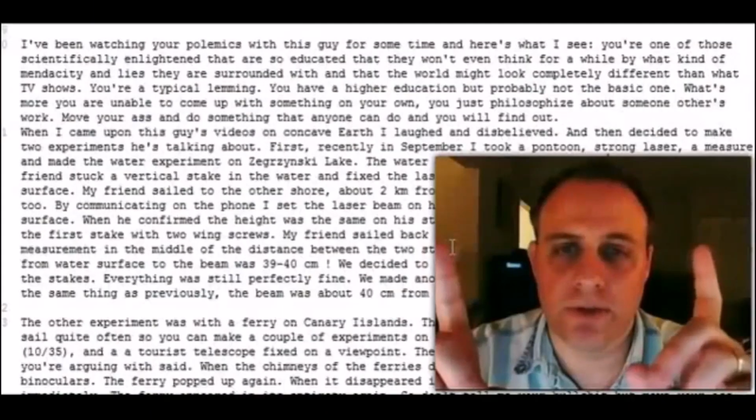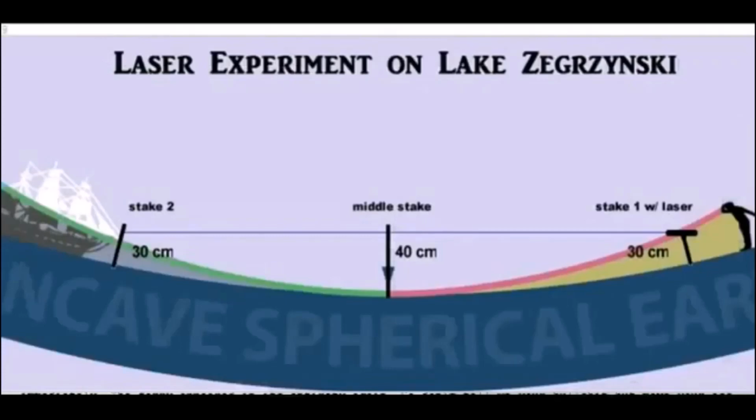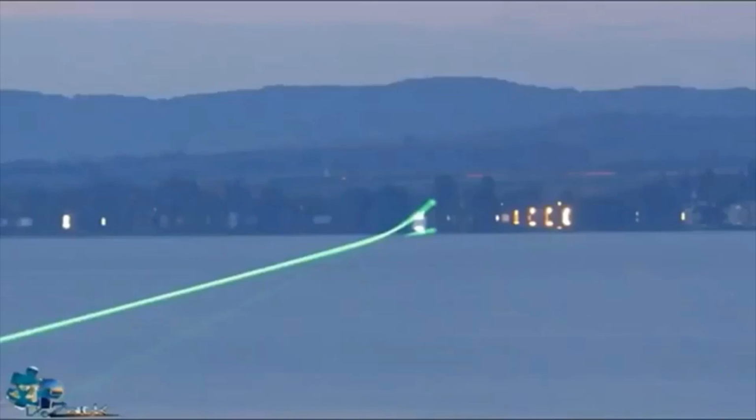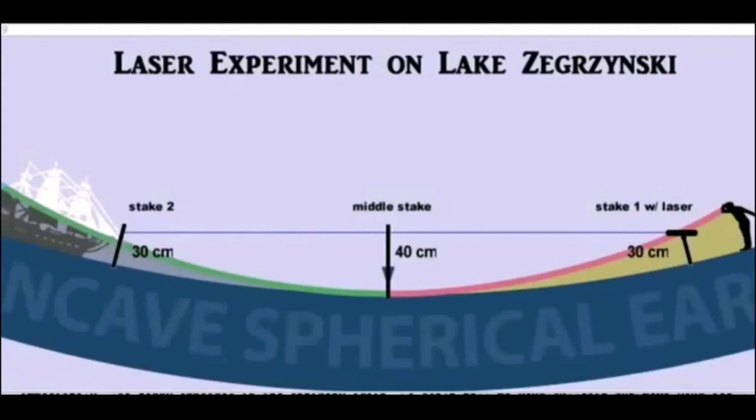Stake 1 has the laser 30 centimeters above the water. Stake 2, he has the laser centered on that stake at 30 centimeters above the water. Then they sailed to the center between the two stakes, and they were going to measure how high the laser was above the water using another stake.